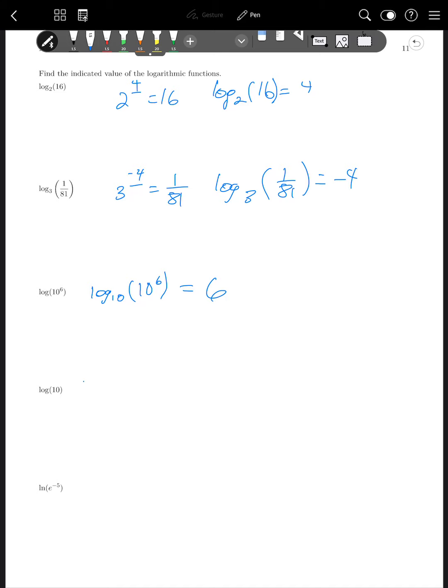And that's what's going to happen for the last 3 here. So log of 10 is log base 10 of 10, which is just 1. And last but not least, the natural log of e to the -5th is log base e of e to the -5th, which is -5. Okay, so that's the idea of how we simplify logarithms. And once again, we looked at how to do this on a calculator, so if you're stuck on this part, feel free to use a calculator.